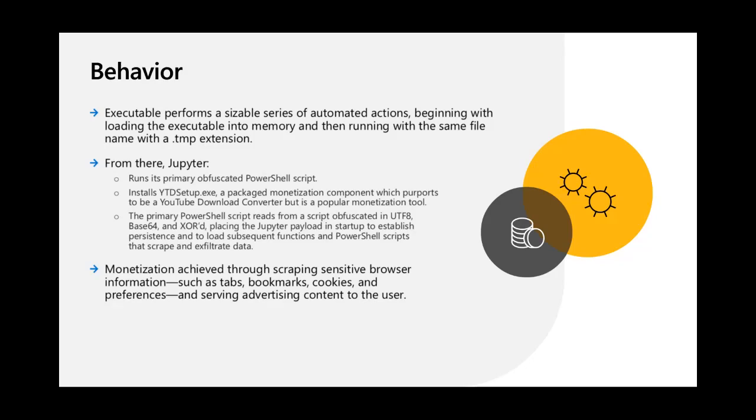The primary PowerShell script also, as we discussed, is obfuscated and will place the Jupyter payload into startup in order to try and establish persistence, and will load the subsequent functions and assign a client ID to the host. The line between simple malware and botnet is definitely blurred in these instances, where the infection is persistent and there is a method where the attacker can issue additional commands and also assign a unique identity to the host.